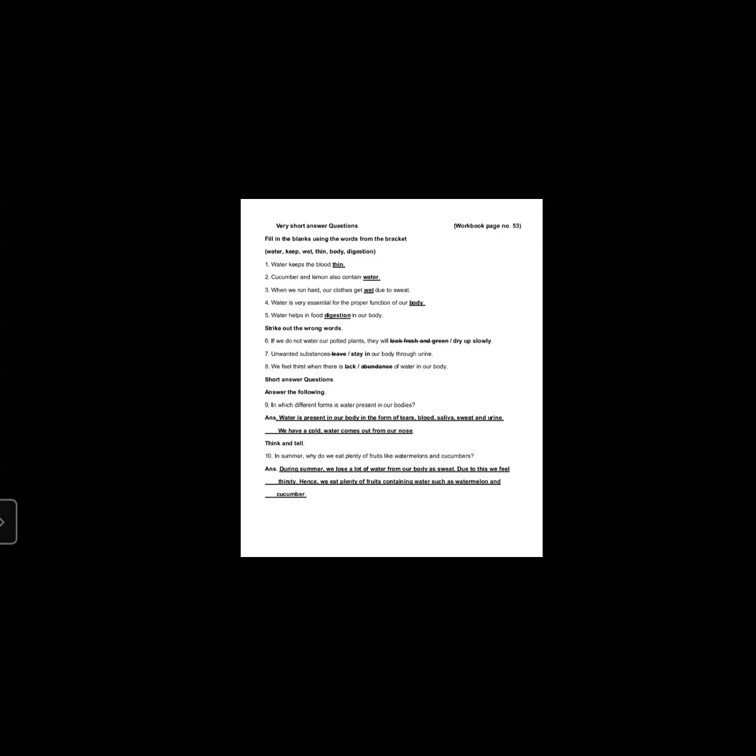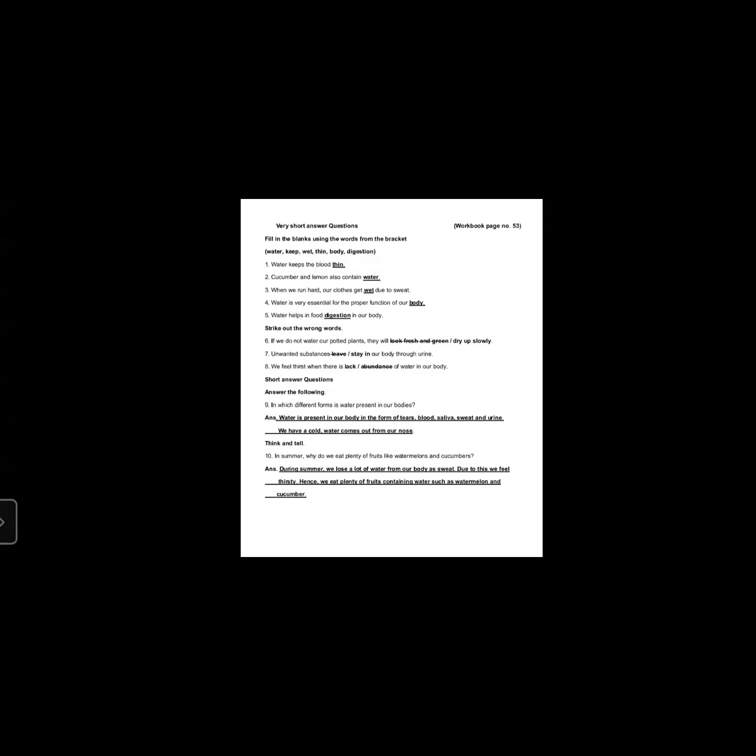Okay. Fourth, water is very essential for the proper function of our body. So the blank is body, B-O-D-Y, body. Fifth one, water helps in food digestion in our body. Okay. Digestion spelling, you know, children, D-I-G-E-S-T-I-O-N, digestion. Now strike out the wrong words.